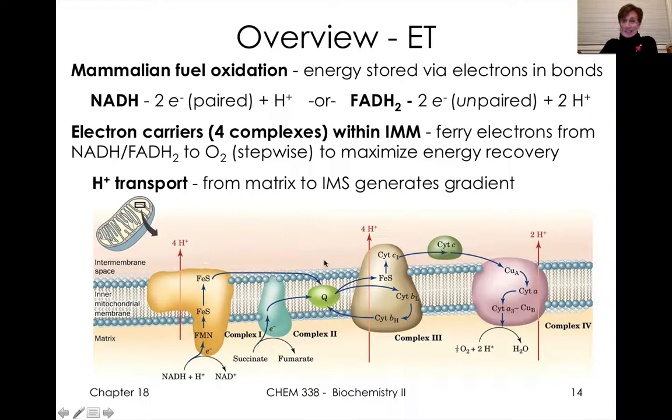And we're not going to get to the details of this until the next couple of classes, but we also see that there's a couple of mobile carriers here, either one that's hydrophobic and embedded in the lipid bilayer, or one that's hydrophilic and exists in this inner membrane space, that allow us to move these electrons between these complexes. And we'll learn in our next few classes how each of these complexes is able to translocate protons and thus generate that proton gradient.